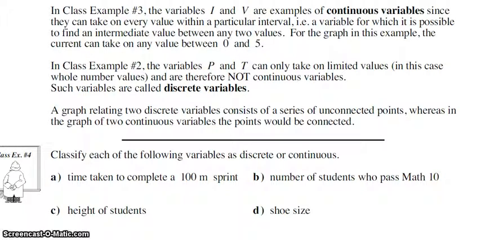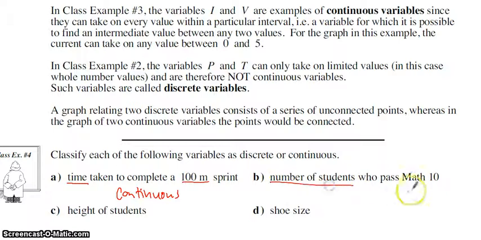Okay, so are the following discrete or continuous? So when you measure time, it is continuous. Like you can be as accurate as you want. Like finish it in 10.14 seconds, right? Or like finish in 12 seconds. So it takes on all the values in between.